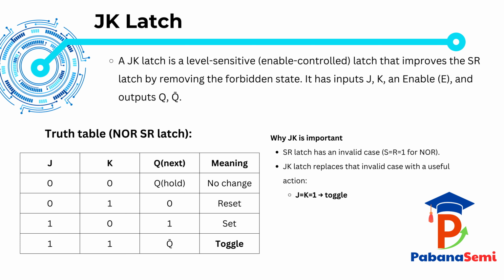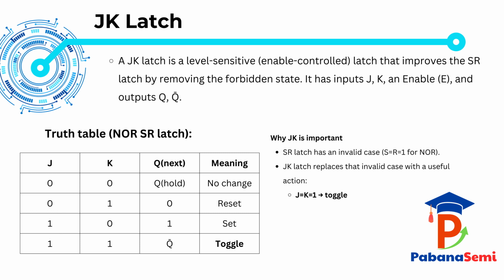Now, let's discuss the most crucial scenario. When J equals 1 and K equals 1, the JK latch toggles. This means if Q was 0, it transforms into 1, and if Q was 1, it flips to 0. Hence, Q becomes Q bar. That's why JK is important. It transforms the invalid SR case into a highly useful toggle action.